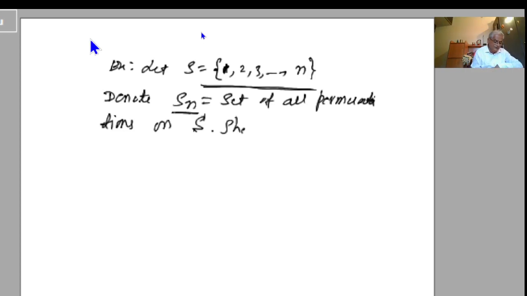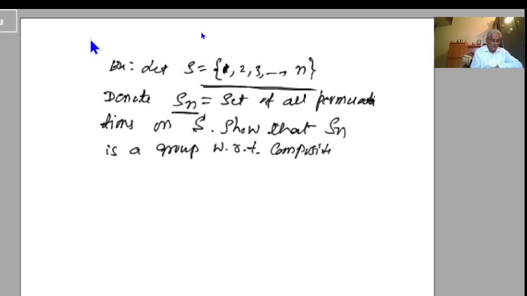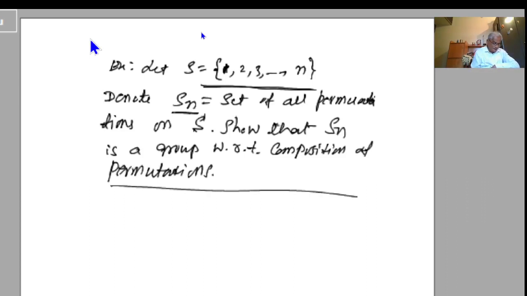Show that Sn is a group with respect to composition of permutations. So to prove this, I have to show that four axioms are satisfied. That is closure axiom, associative law, identity and inverse. Then we say that it is a group. Let me prove one by one.